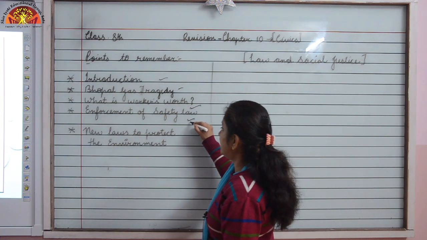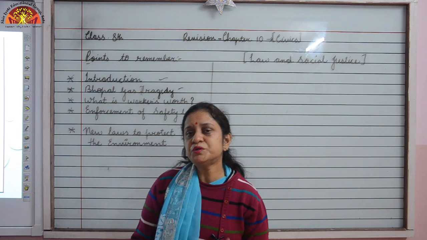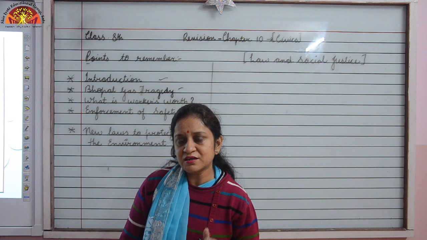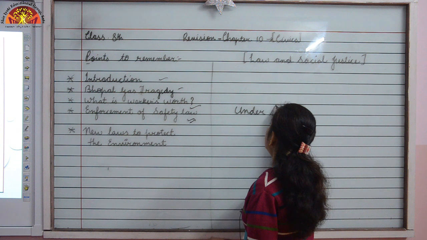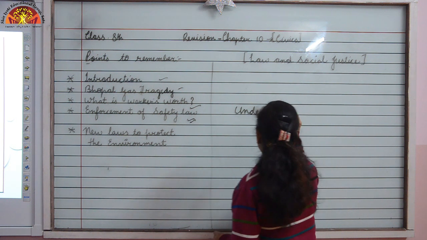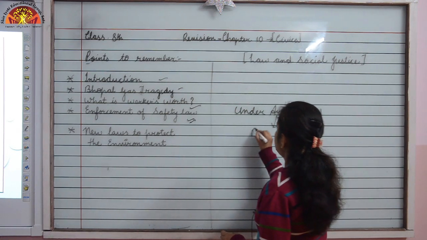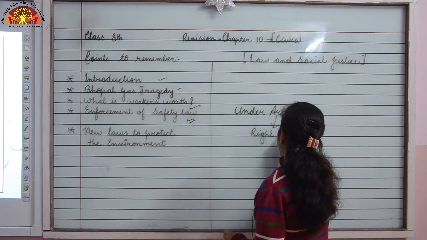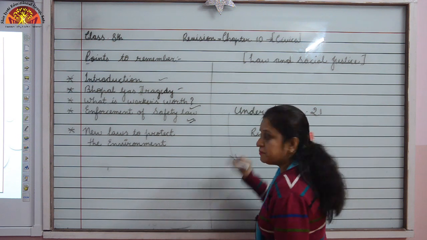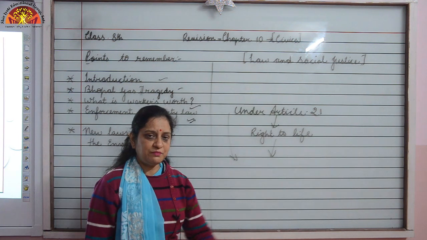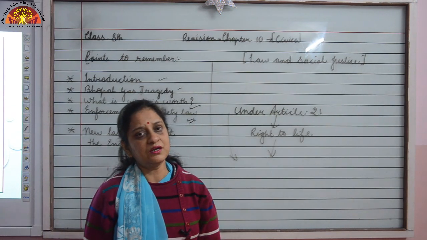So if we talk about enforcement of the law, I will tell you that it is a duty of the government to provide the right to life, which is guaranteed under Article 21, which talks about the right to life. So it is a duty of the government to implement that fundamental right which is provided by the constitution to each and every citizen, and to take care that this law is not violated.